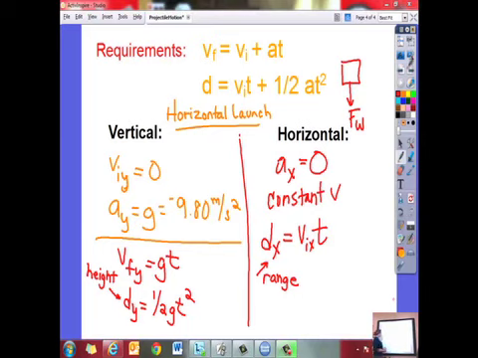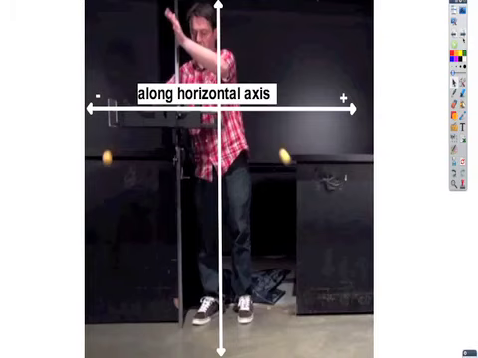So the variables don't change. Displacement is still displacement, velocity is still velocity, acceleration, time. The only difference is that when we're looking at any variable except the time, it's different for each dimension. We only analyze either our vertical motion or our horizontal motion. Those things are completely independent of one another.